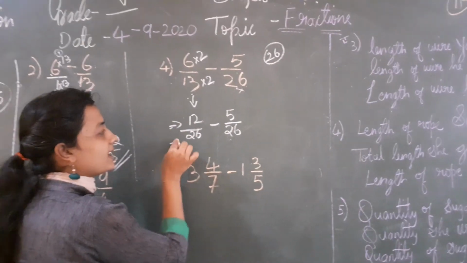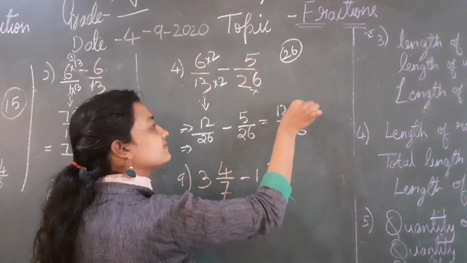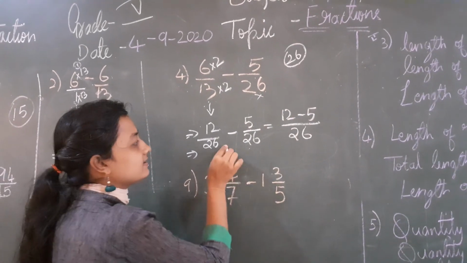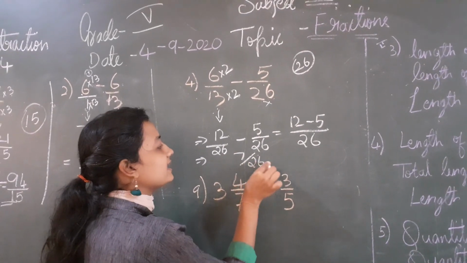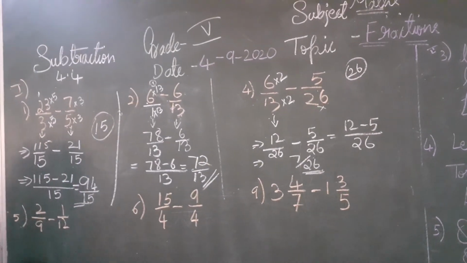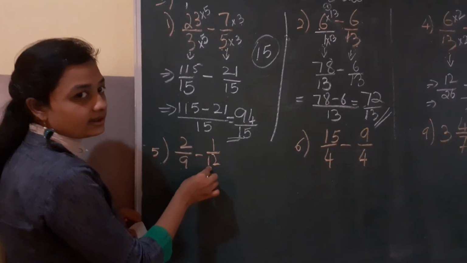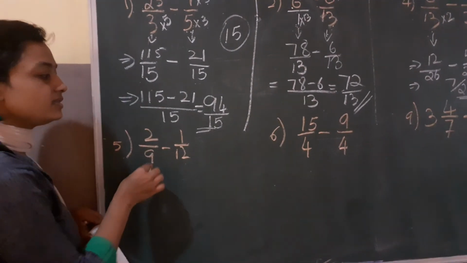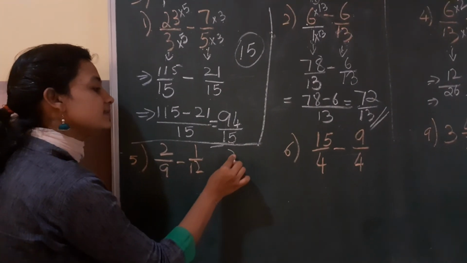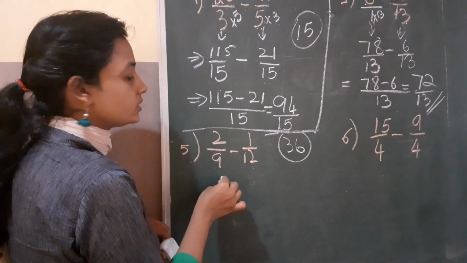Now if you subtract 26, 12 minus 5, what is the answer you get? 7 by 26. This is my answer. So let's go now for the next sum, the fifth one. That is 9 and 12. What is the LCM for this? The LCM is 36.